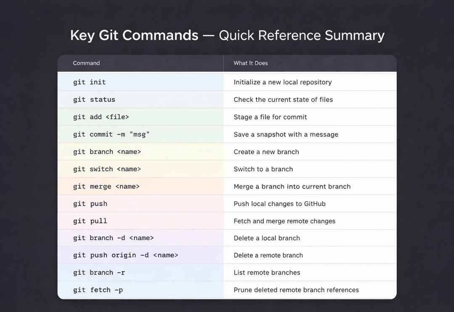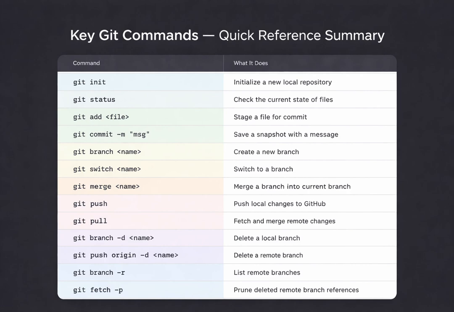Git status shows you the current state of your files. Git add stages files for committing. Git commit saves a snapshot of your work. Git branch creates a new branch, and Git switch moves you to it. Git merge combines a branch into your current one. Git push sends your work to GitHub, and Git pull brings the latest changes down.